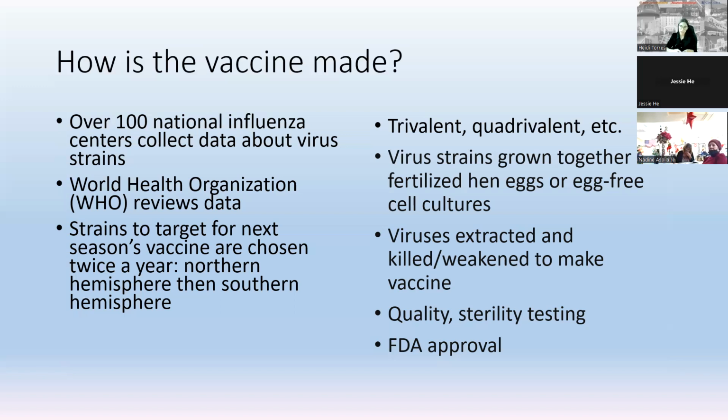So once those eggs have the viruses that have grown sufficiently, all the viruses are extracted, then it's killed or weakened to make the vaccine. So it's not infectious. And then it goes through its quality testing, sterility, and then it goes through FDA, and then it gets rolled out at the start of the flu season. So it's a long process.